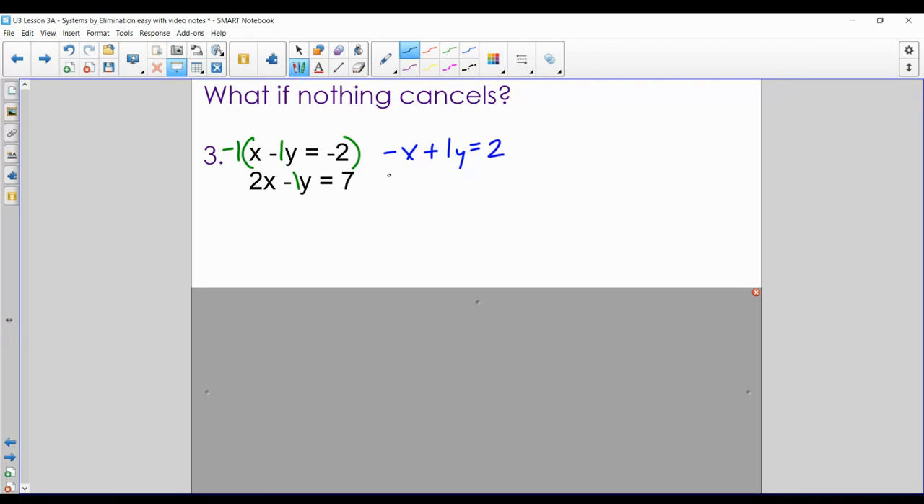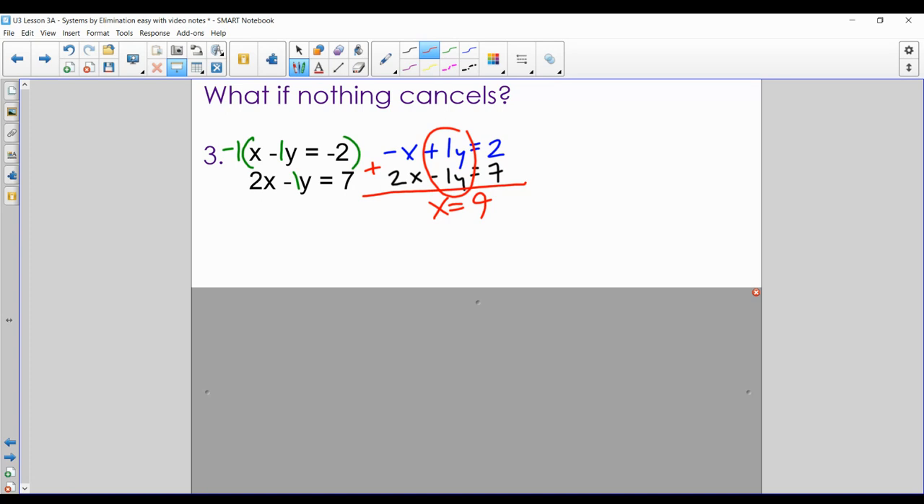And then I'm just going to bring this over here. 2x minus 1y equals 7. So now when I add them, my y's add up to be 0. They eliminate each other. So 2x and negative x gives me x. So x equals 9.